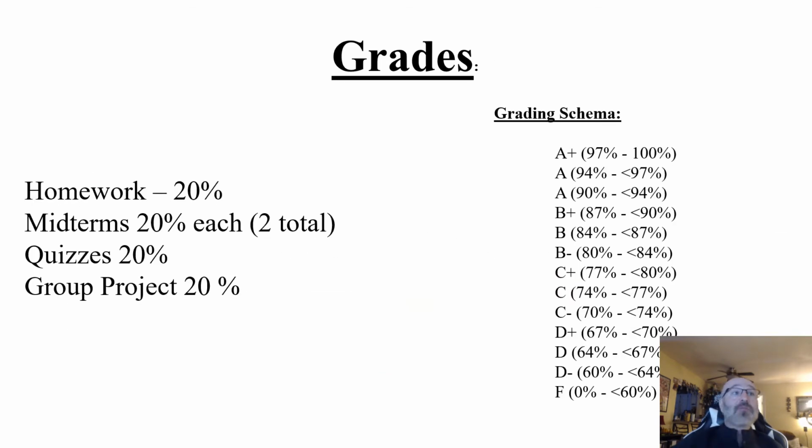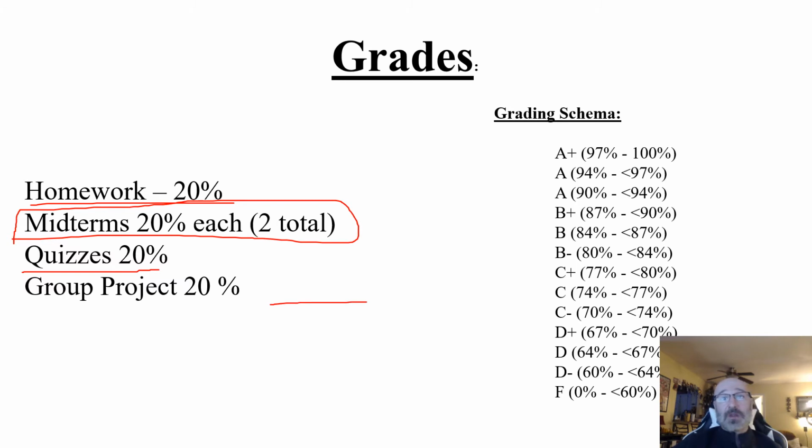Grading. So the grade breakdown for this class: 20% of your grade is going to come from your homework. 20% is going to come from each of the midterm exams, so these combined together will be 40% of your grade. The online weekly quizzes will be 20% of your grade, and last is your group project, which will count for 20% of the grade as well.